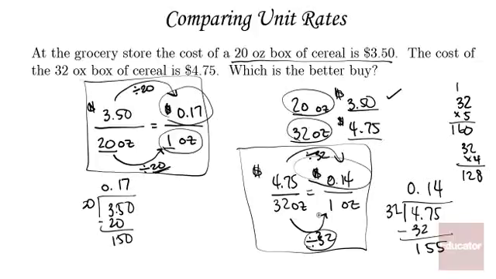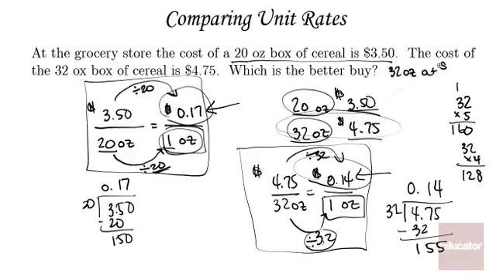It should look like a 3 here. And that gave us 14. So now, since we were comparing same to same, 1 ounce to 1 ounce, I could just look directly at the price and see that 17 cents is more than 14 cents. So the cheaper value would be to buy the larger amount at 32 ounces. So which is the better buy? 32 ounces at $4.75.